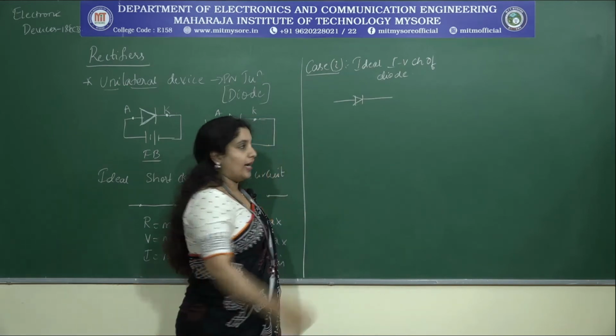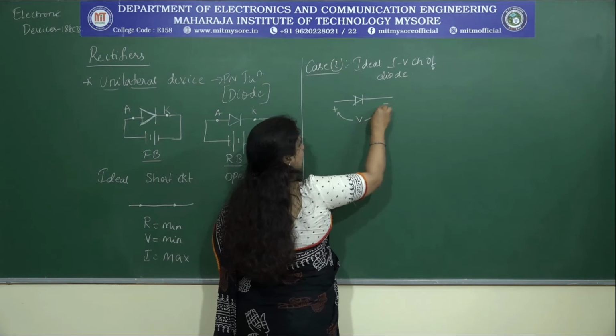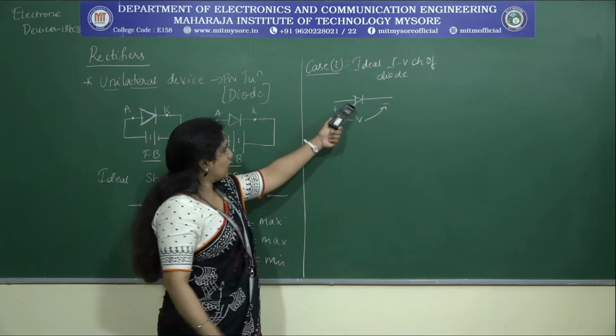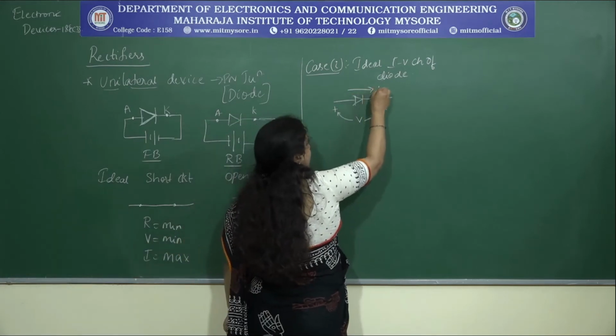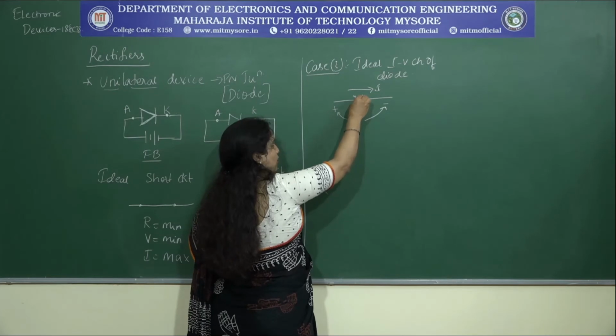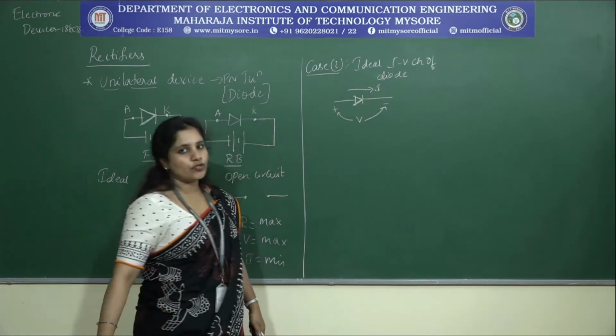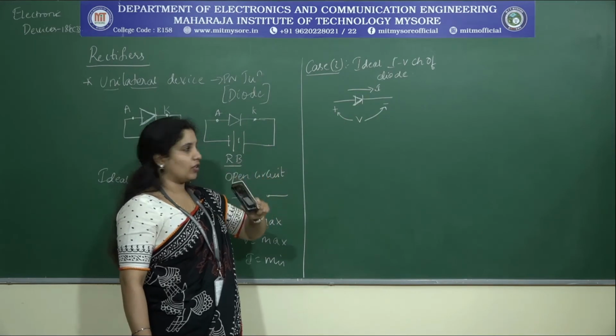This is the diode that I have. I am providing the supply. Let the supply be V. Positive is connected to the anode and negative is connected to the cathode. How is the current direction? It is like this. That is the way in which the current is flowing in the device. And this current is nothing but the conventional current. It is not the electron current.